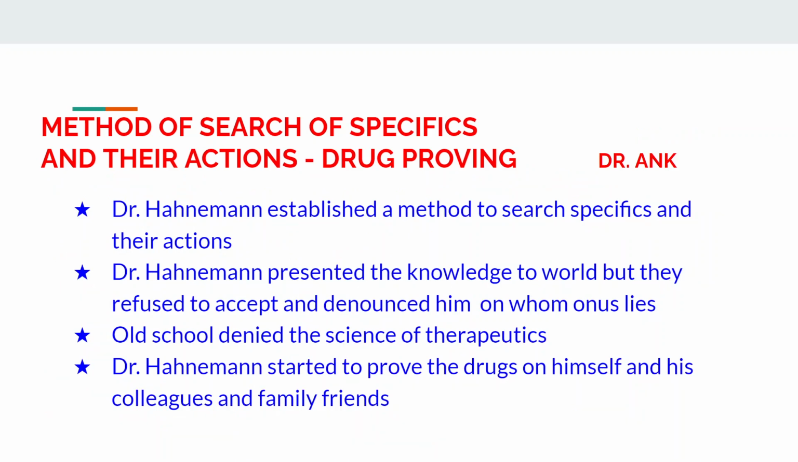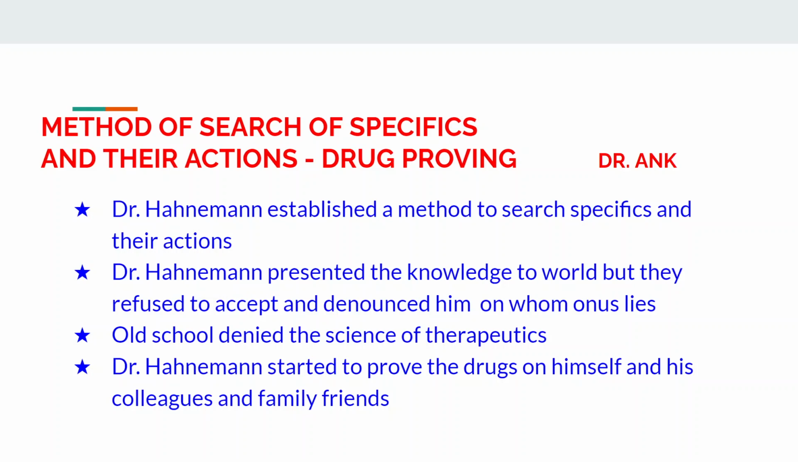So, method of search of specifics and their actions. This is nothing but our experiments of drug proving. Dr. Hahnemann established a method to search specifics and their actions. So what is the method he used to search for the specifics? It is the experiment of drug proving. Dr. Hahnemann presented the knowledge to the world, but they refused to accept it and denounced him, on whom the onus lies.